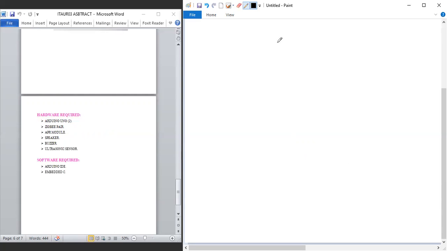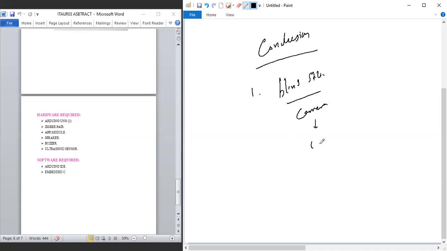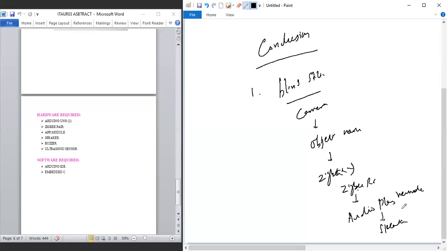In conclusion, we are going to develop a blind stick which has a camera to identify the object name and transmit it through Zigbee. In the other section, Zigbee acts as a receiver and is connected to the audio playback recorder and then to the speaker. So the blind person can easily navigate and identify the objects. This is the conclusion of our project. Thank you.